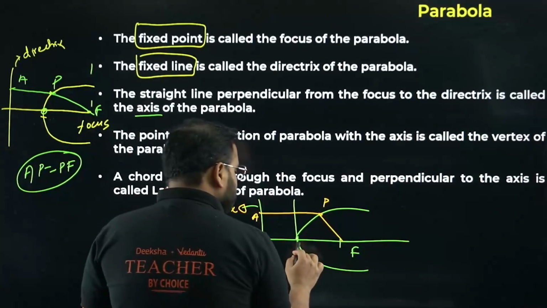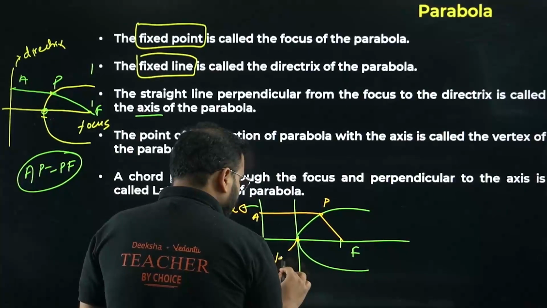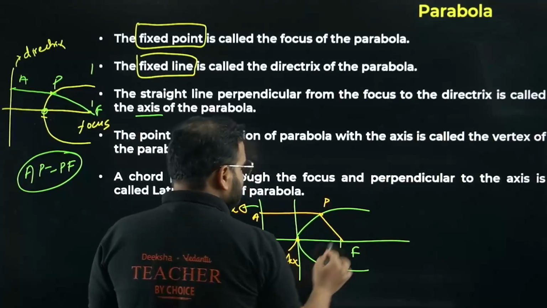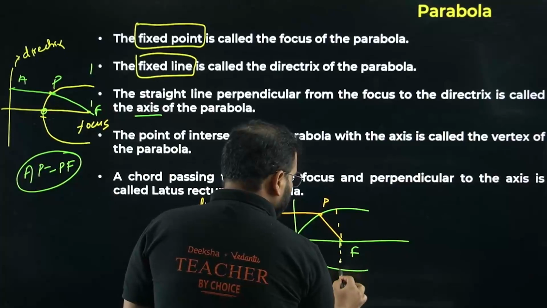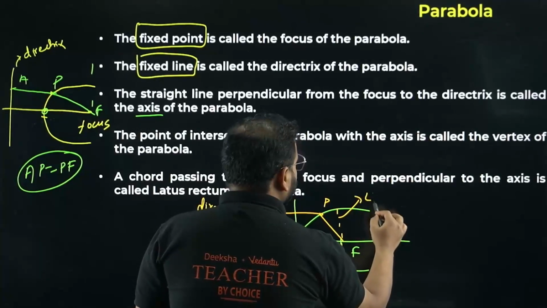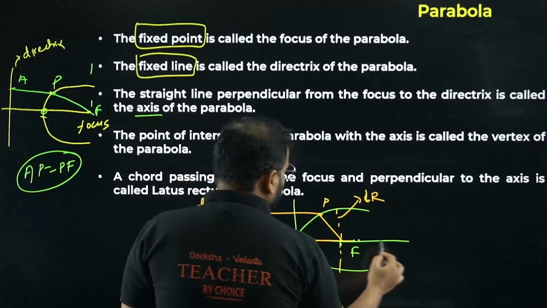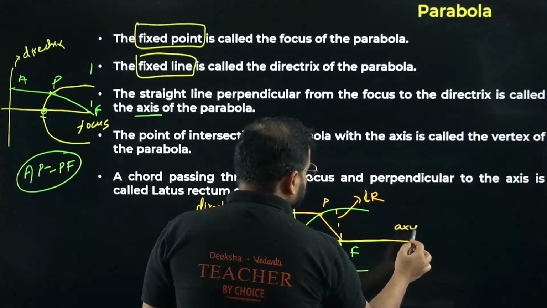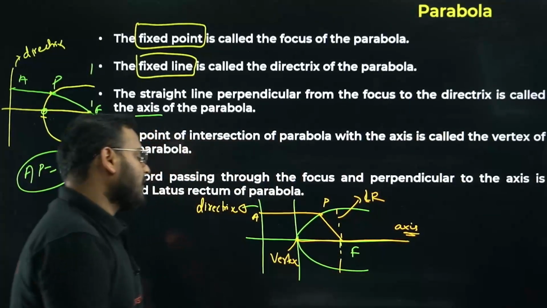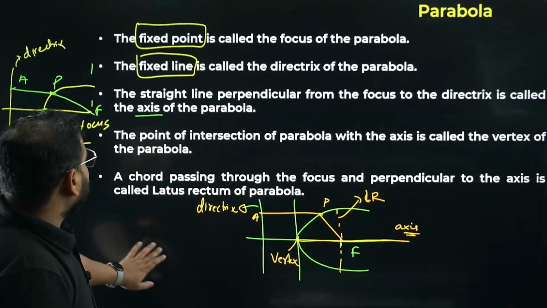Now this is your vertex. This point is called as vertex. This line over here, okay, is called as latus rectum, and this, bacha, is called as your axis, called as axis, okay. Please check. All right, so let's move on now.